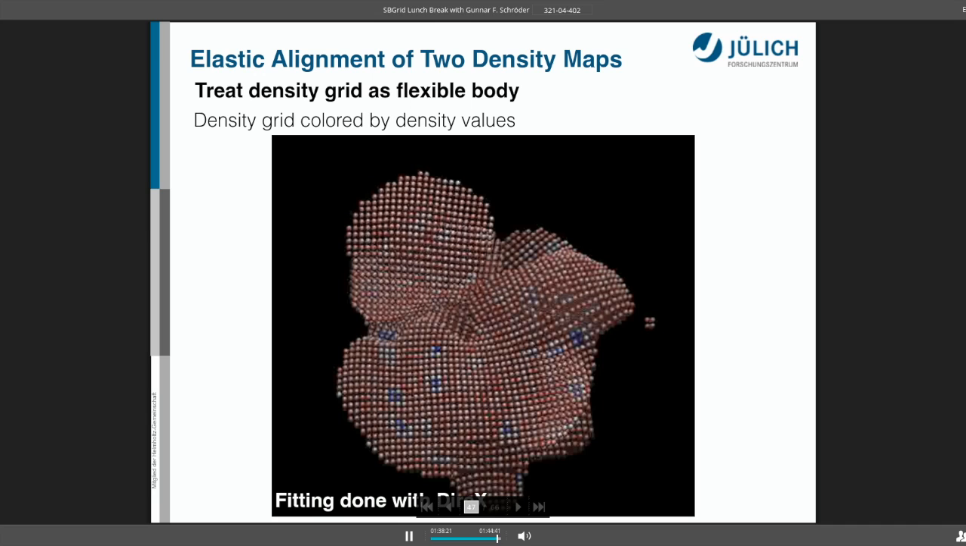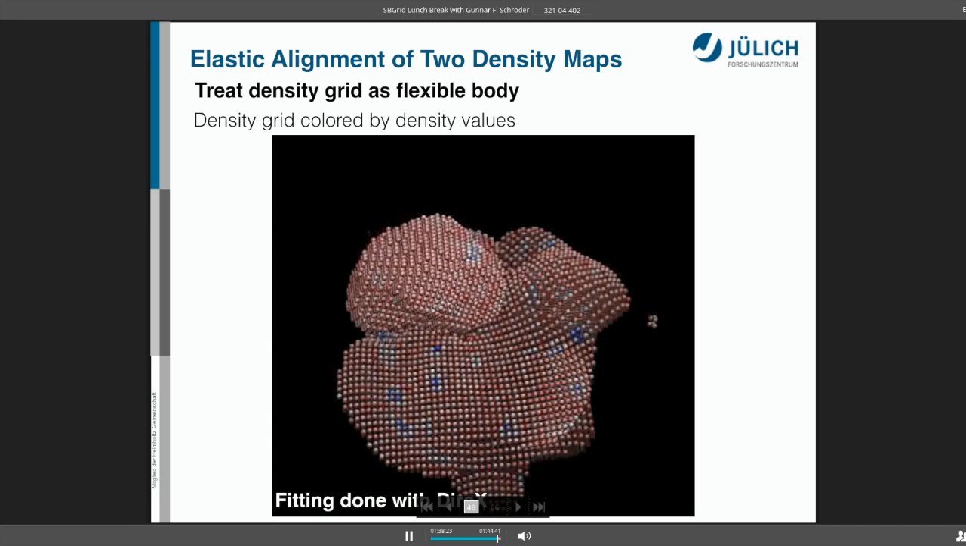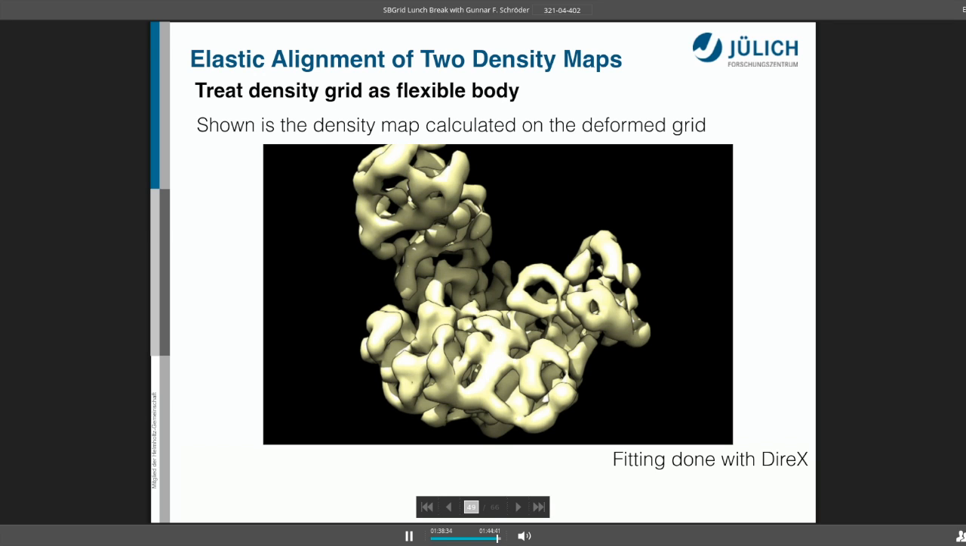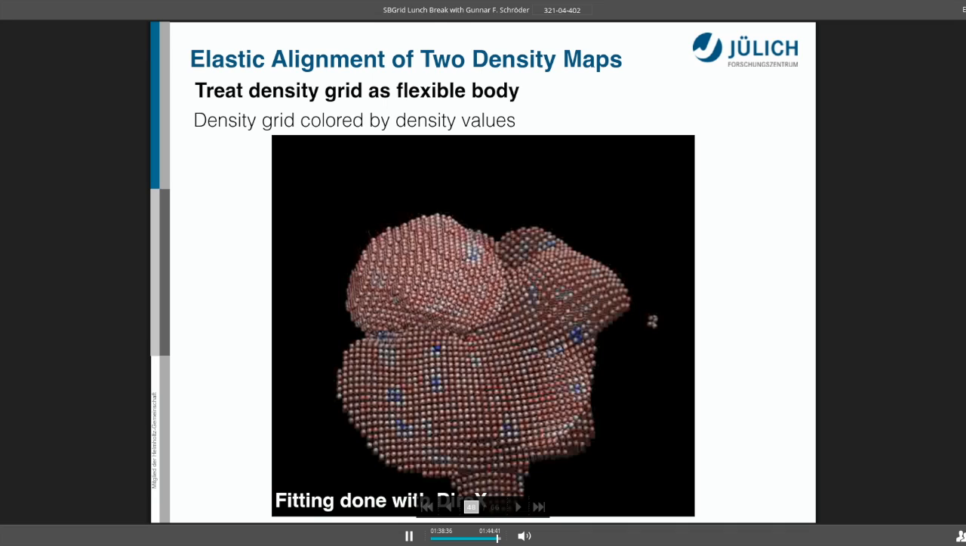And this is a pretty drastic change. I think in practice, if you want to apply this to real data, you probably wouldn't use such large motions, but it's just to show you the principle of this. So this shows here the grid deformation itself. Now for each step during this fitting trajectory, we can compute a density map from this grid, and this is shown here.